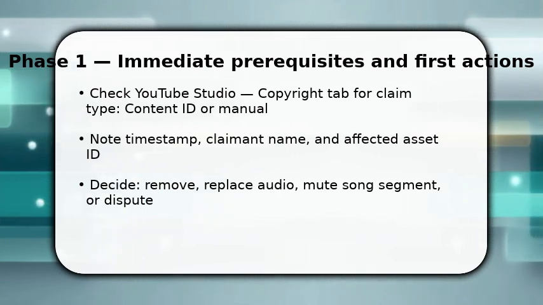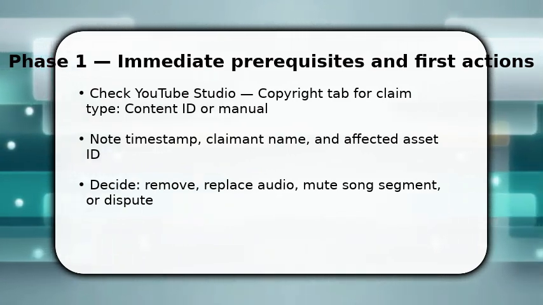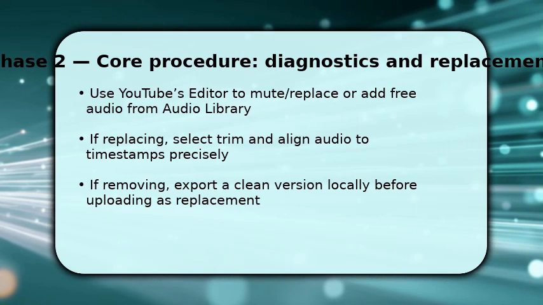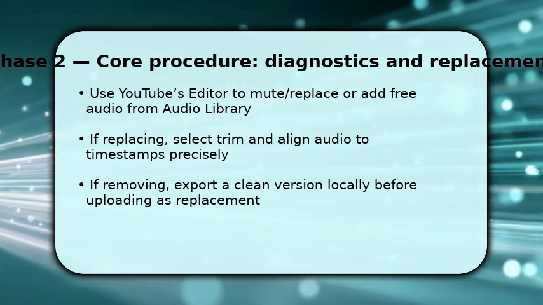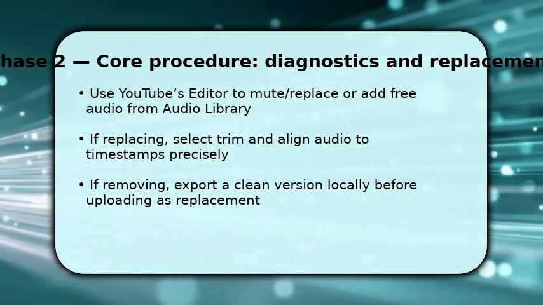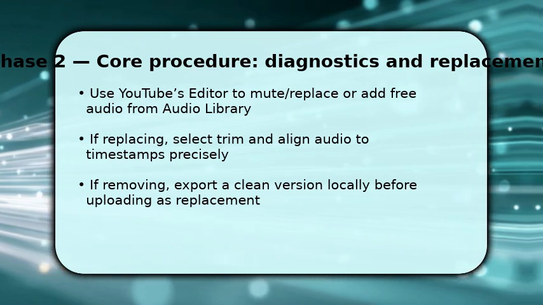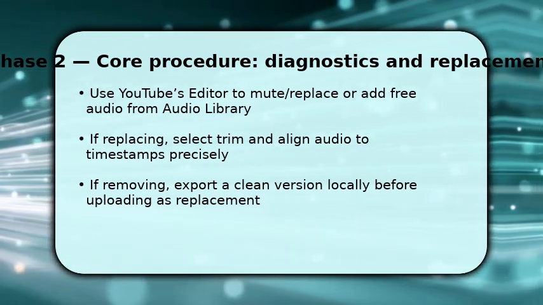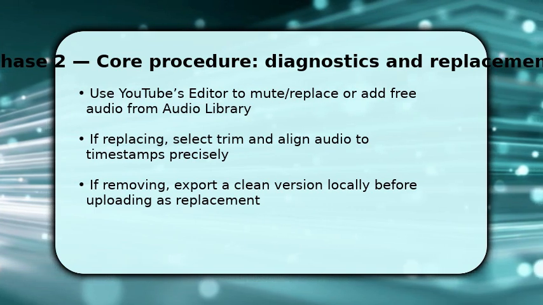Once you choose a fix, act precisely. Open the editor to mute the exact timestamps or replace the track with one from YouTube Audio Library. If replacing, trim and align the new audio to the same duration. Make sure levels match so speech remains clear.